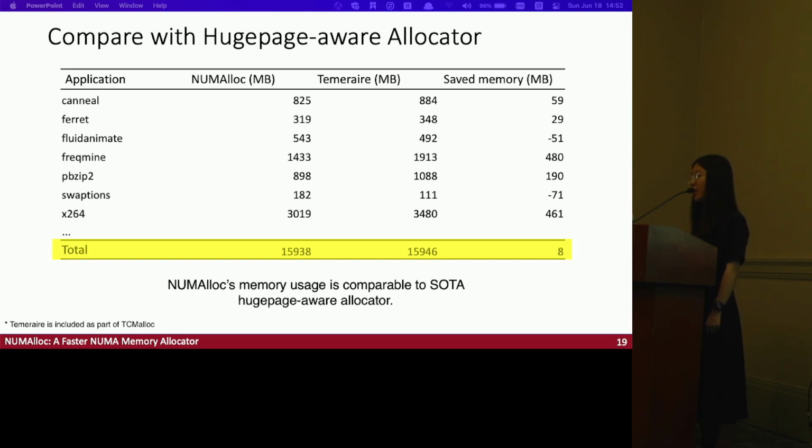Lastly, we compare NUMAlloc's memory consumption with Temeria, which is the current state-of-the-art huge page-aware allocator from Google, and currently it is integrated into TCMalloc's code. We observe that the memory consumption of NUMAlloc is comparable to that of Temeria, just using a simple mechanism, incremental sharing.